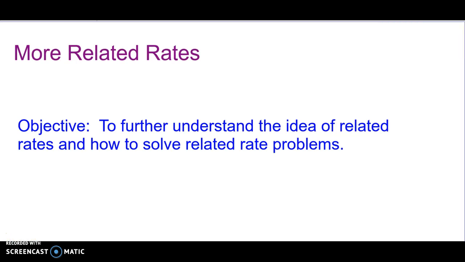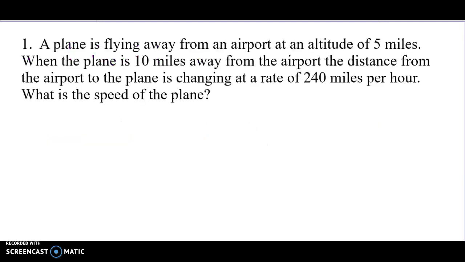All right, let's get real. Back to related rates. A plane is flying away from an airport at an altitude of 5 miles. When the plane is 10 miles away from the airport, the distance from the airport to the plane is changing at a rate of 240 miles per hour. What is the speed of the plane? Let's have you guys try this on your own. Go ahead and put me on pause.